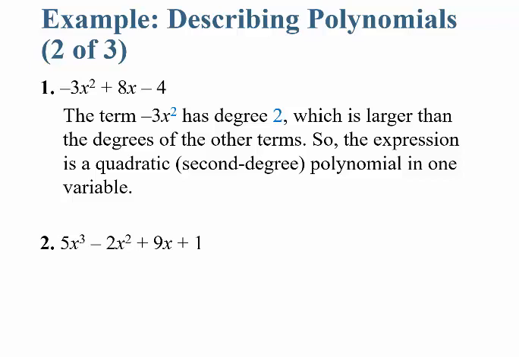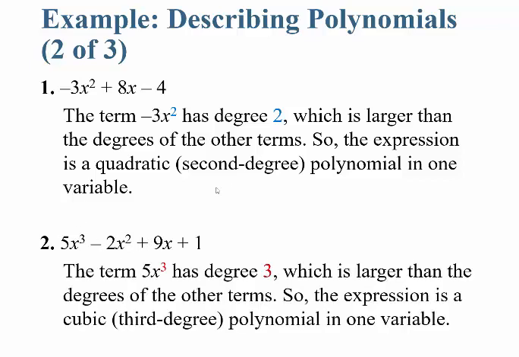Looking down here, okay, look at this first term here. The term 5x cubed has degree 3, which is larger than the degrees of the other terms. So this expression, whenever we have a degree 3, is called a cubic polynomial, and again, just a single variable, because there's only the x variable.